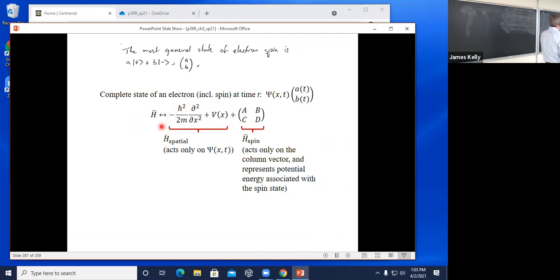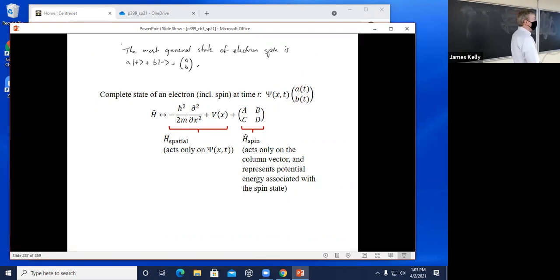I'm now going to call this, just for the sake of keeping things straight, the spatial part of the Hamiltonian. The idea is it only acts on this function of x over here. In other words, if this is sitting in front of it, that stuff would just pass right through it. It doesn't even care about this. This stuff just comes along for the ride as far as the spatial part of the Hamiltonian is concerned. Similarly, what about the energy of the spin state?